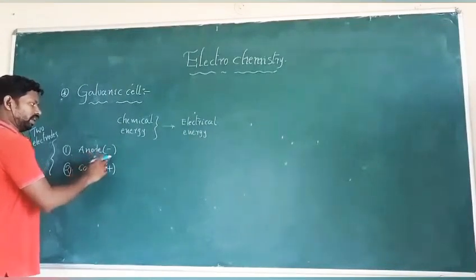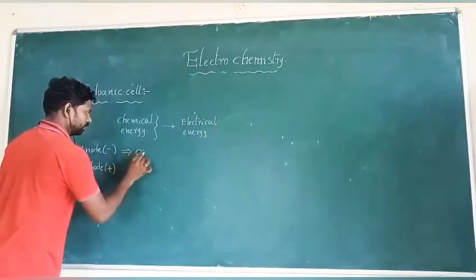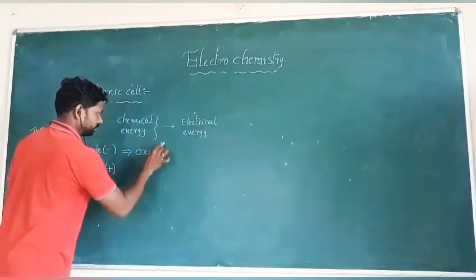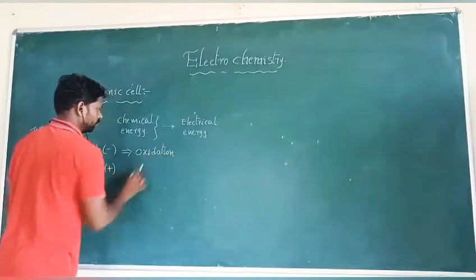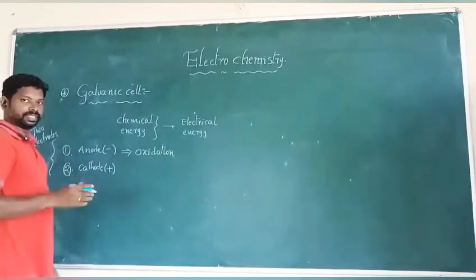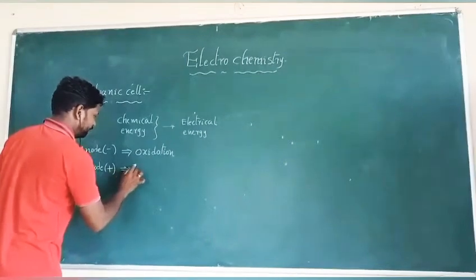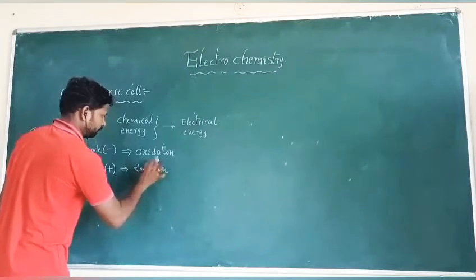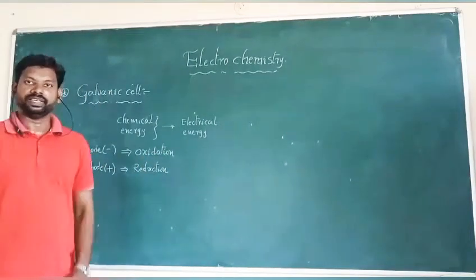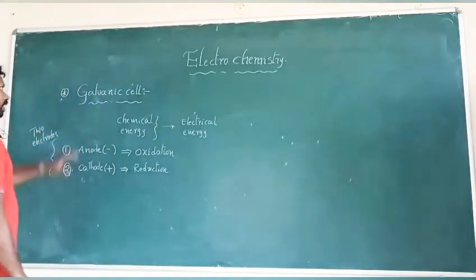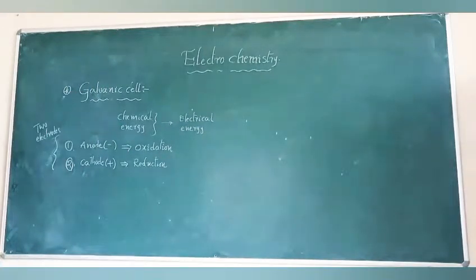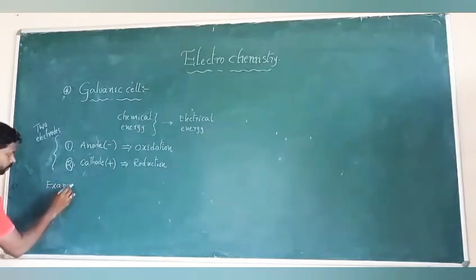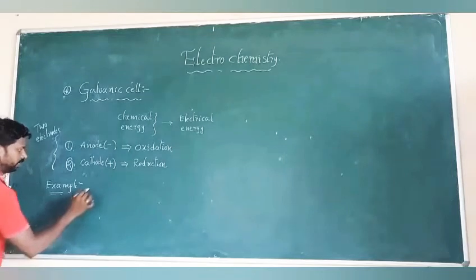At the anode, oxidation always takes place. At the cathode, reduction always takes place. An example of a galvanic cell is the Daniell cell.